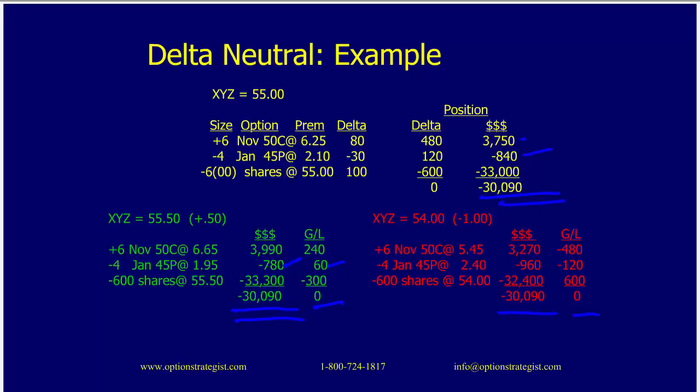Okay. Now remember, the reason we put this position on is we were focusing on something other than price. But as far as price goes, it didn't impact us. Now, this is a very nice example, but in reality, the deltas are going to change. So it might not come out exactly to 0. The value of my position might change a little bit, but if this was gamma neutral as well, that would be pretty close to exactly what we're talking about here.